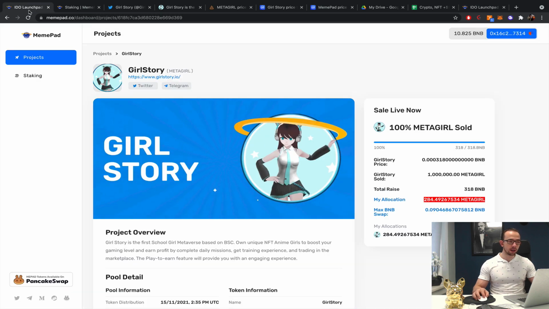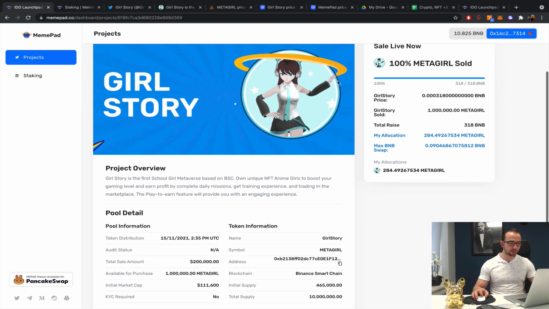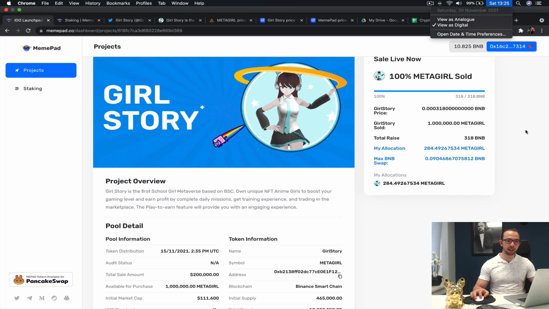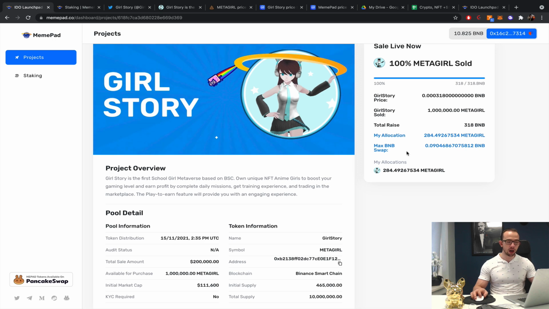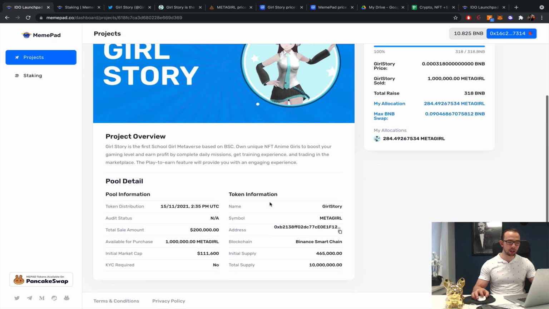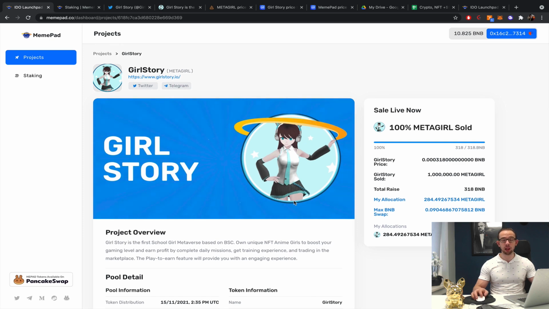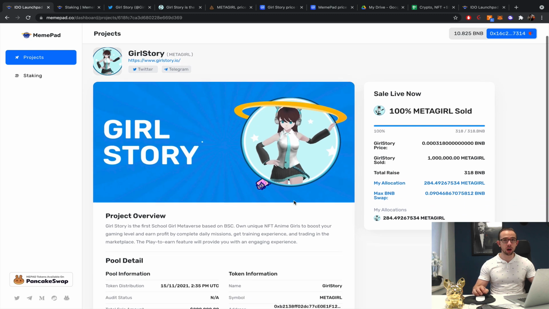When we look at the launchpad, the Girlstory launch happened a couple of days ago, which was the 15th. Today is the 20th, so the token distribution happened 5 days ago. The address is there, and what is good to know about the Memepad Launchpad is that the tokens I have participated with in the project are always airdropped minutes before the launch. So they're always on time.